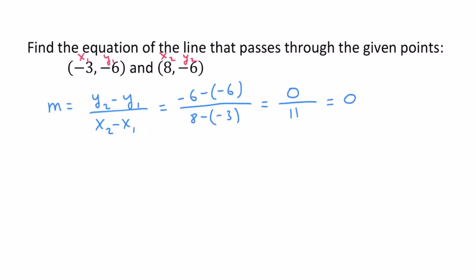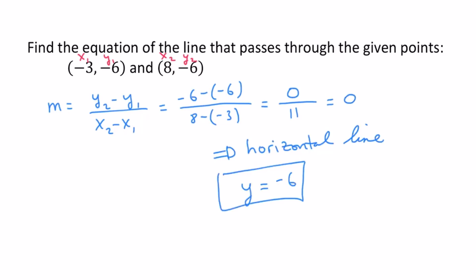Here the slope is 0, that means that this is a horizontal line. For the horizontal line, we have the equation y is equal to a y value, which is negative 6. So this is our equation.